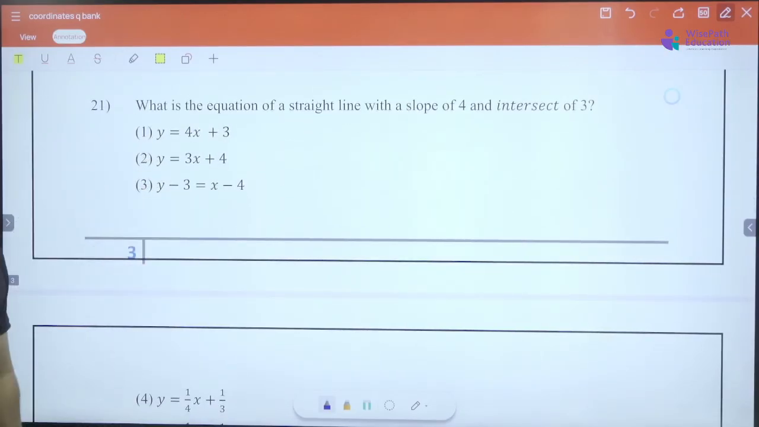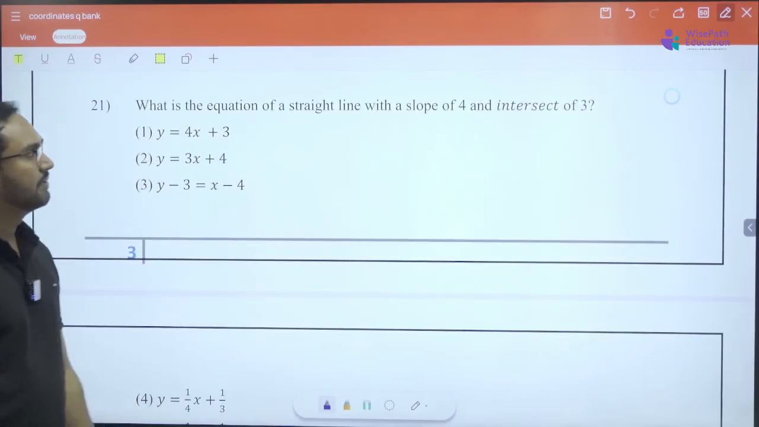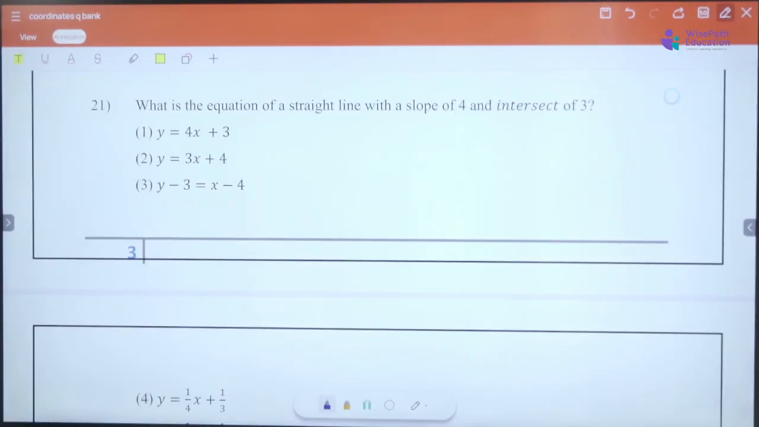What is the equation of a straight line with a slope of 4 and intercept of 3?